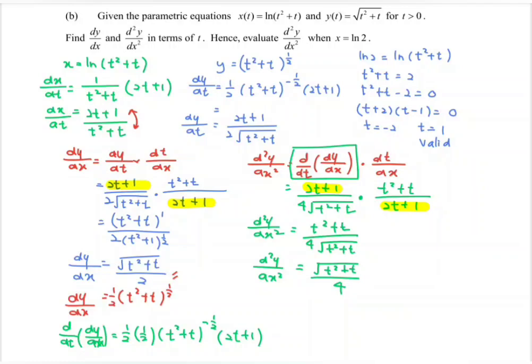If we refer to the question, we already found dy/dx and also the second derivative. Next is to evaluate the second derivative when t equals 1. So the value for the second derivative will be the square root of 2 over 4. So that is the value for the second derivative, or we may express it as 0.354 to 3 significant figures.